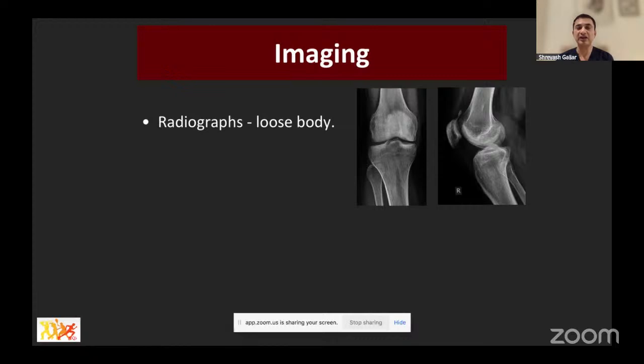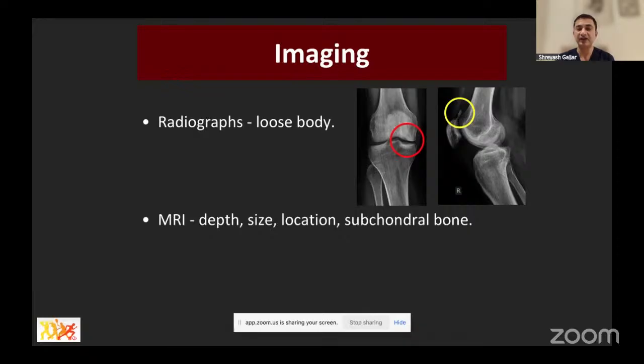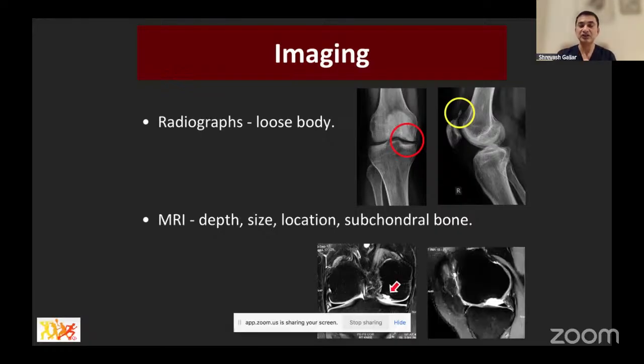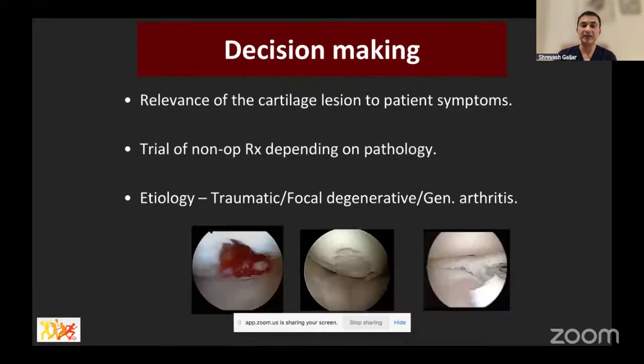I would investigate them in terms of imaging, especially if there is a traumatic etiology or if they are in the middle age group, with plain radiographs, where a traumatic event would identify a loose body, as you can see here, lying in the suprapatellar area originating from the medial femoral condyle defect. MRI remains a mainstay investigation wherein we can determine the depth, size, location of the lesion, and importantly, whether or not the subchondral bone is involved, because this would influence our management.